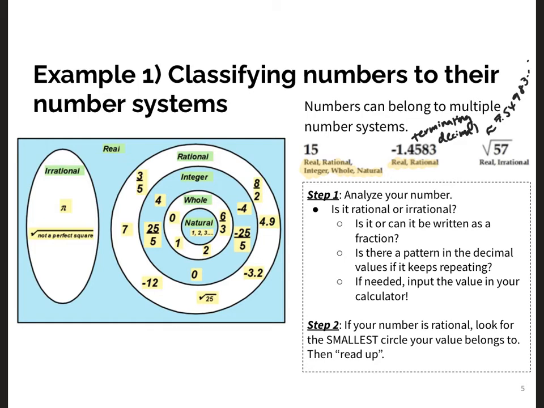Now, if we look at the irrational bubble here, right, there are no groups within the irrational bubble. Not like how there is with the rational bubble where we have integers, whole numbers, and natural numbers, right? If you're an irrational number, then you're just an irrational number, and you're also a real number if you read up, right? So I'm just going to classify square root of 57 as an irrational and a real number, right? If you're an irrational number, you cannot also be an integer, a whole number, or a natural number, right? You can only be irrational and real.